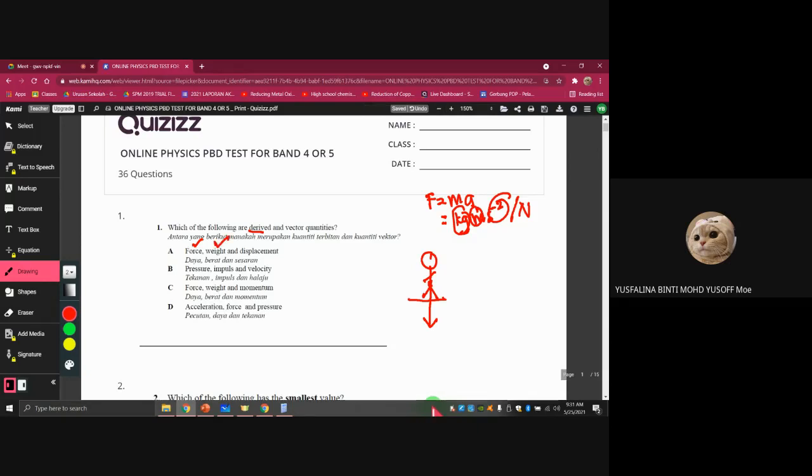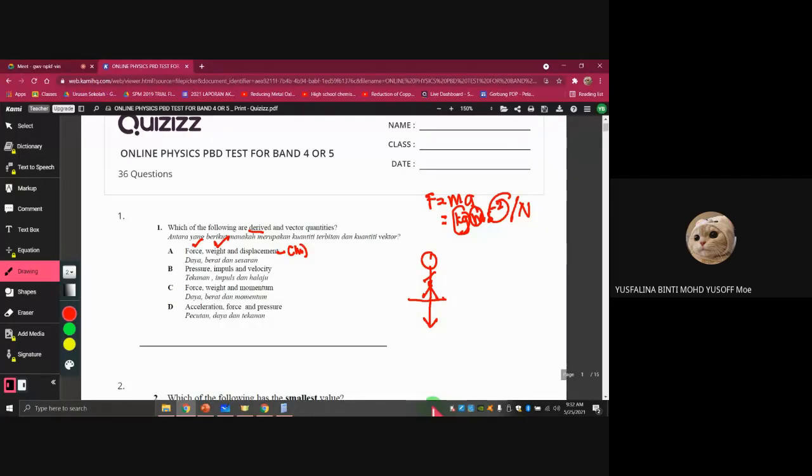Okay, for the displacement, what's the unit for displacement? The unit for displacement is the same as the length, the distance, so it's in meter. So is it a derived quantity? No, because it only consists of one base quantity here, that is meter. So we don't consider displacement a derived quantity, but it is a vector because displacement has magnitude and also direction. For this question, it must be both a derived and a vector quantity. So for A, it's wrong because of the displacement.